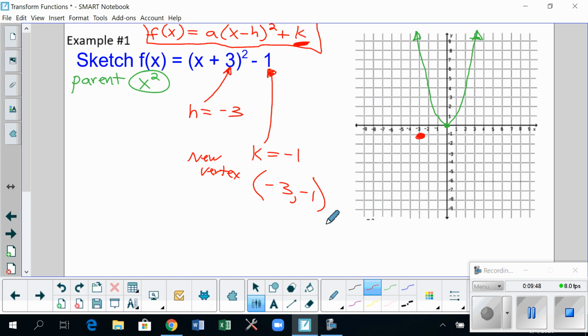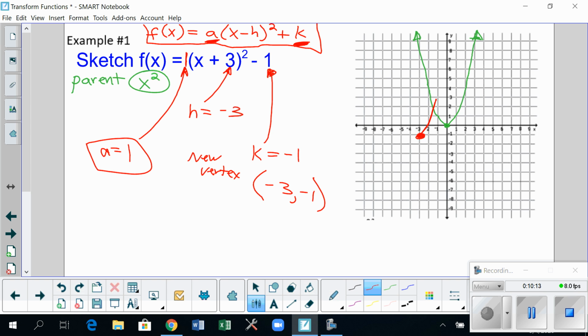Now the last thing we want to look at is this compression value, this value of a. Now with a, there is nothing written here. There's nothing written in front of the parentheses. If you want, you could put an imaginary invisible 1 there. a is actually equal to 1. That means that my parabola is going to keep the same steepness as the original parabola.